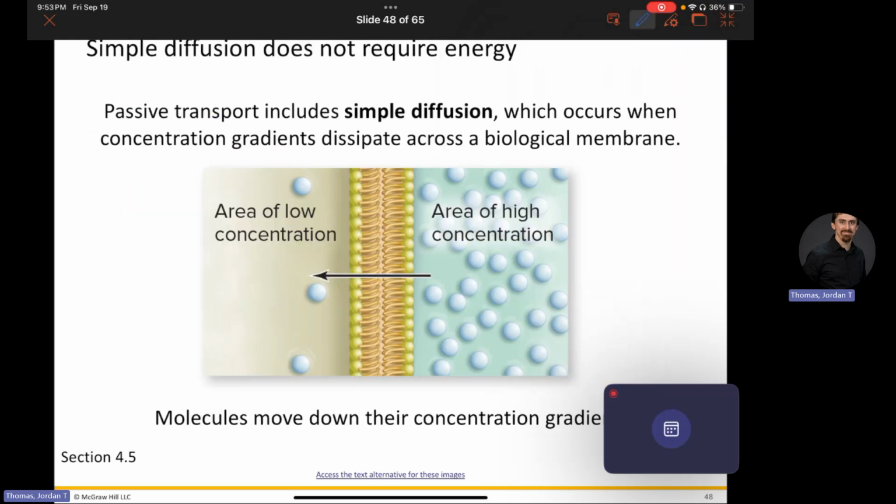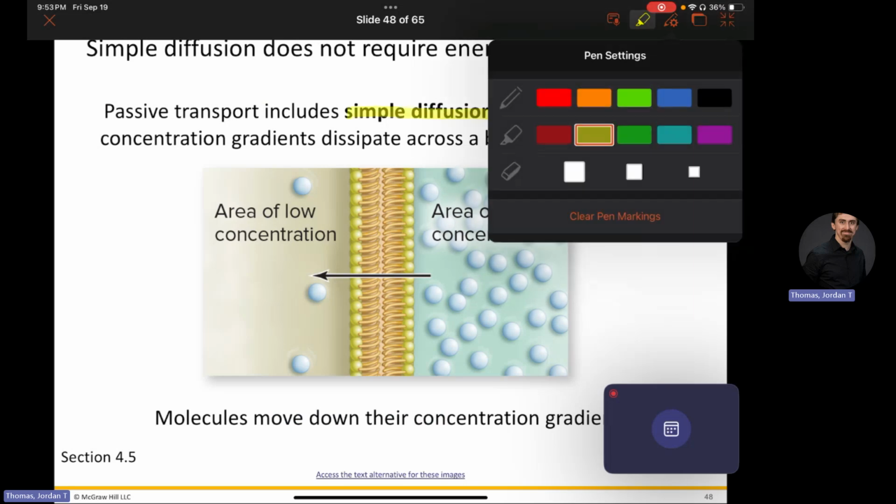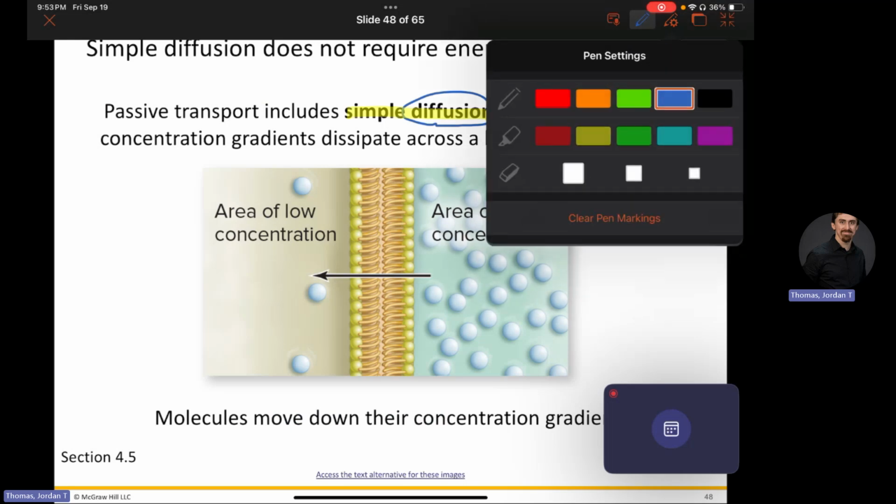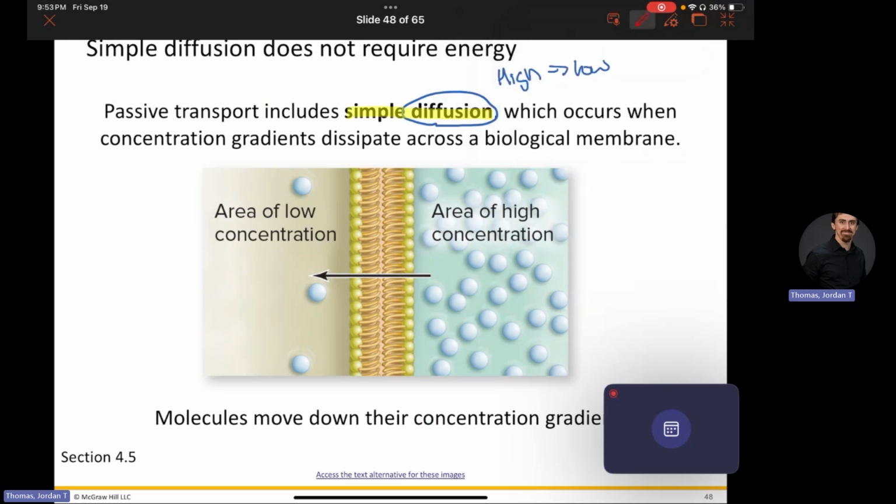Now, let's talk about the different types of each. Simple diffusion is a type of passive transport. Remember, diffusion means going from high to low. So I'm going to write that down too. High to low. The key thing with simple diffusion is that it occurs when the concentration gradient dissipates across the membrane. We can see the example here: something going from a high concentration to a low concentration.